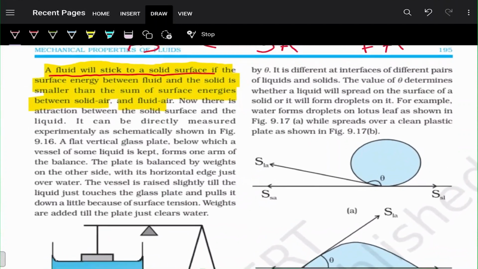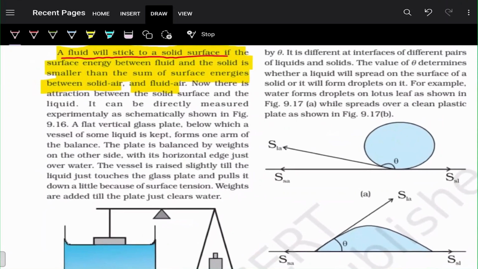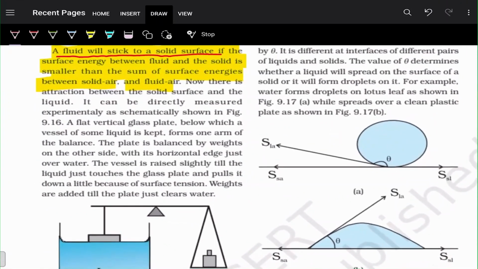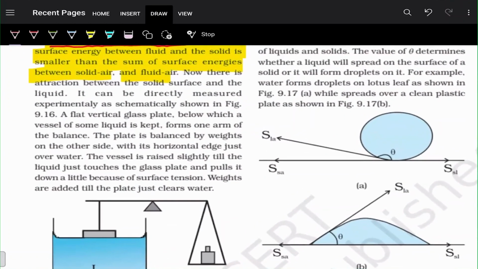If the surface energy between fluid and the solid is smaller than the sum of surface energies between solid air and fluid air. Simple. Okay. Now there is attraction between the solid surface and the liquid. It can be directly measured experimentally as schematically shown in figure 9.16.